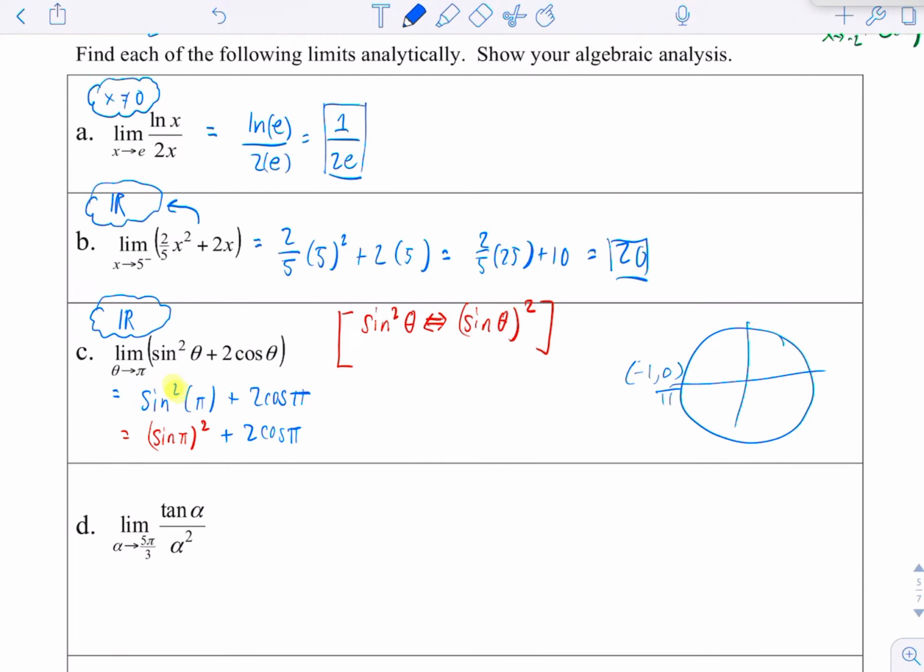Okay, so now I'm going to use the unit circle to find sine of pi. I know that my x values give me cosine and my y values give me sine. So what this ends up becoming is sine of pi is 0, so it's just 0 squared plus 2 times cosine, which is -1. So the answer ends up becoming -2.